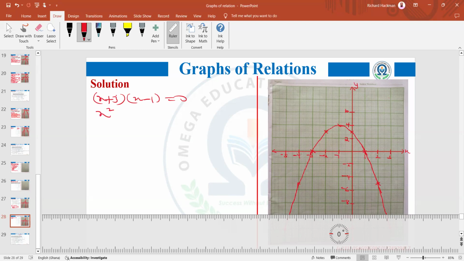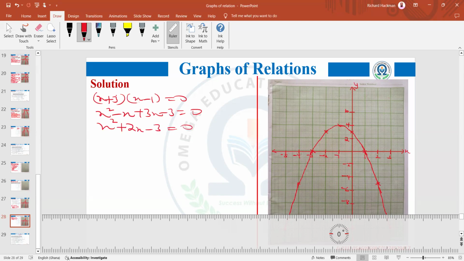Okay, x times minus 1 will give you minus x. 3 times x will give you plus 3x. 3 times minus 1 is minus 3, which is equal to 0. So x squared, you have like terms, which will give you plus 2x minus 3 is equal to 0.